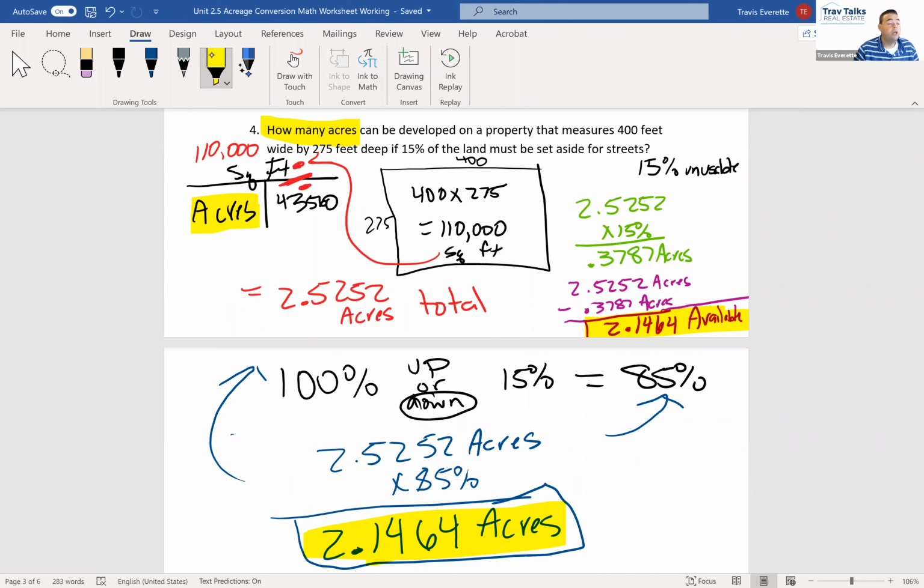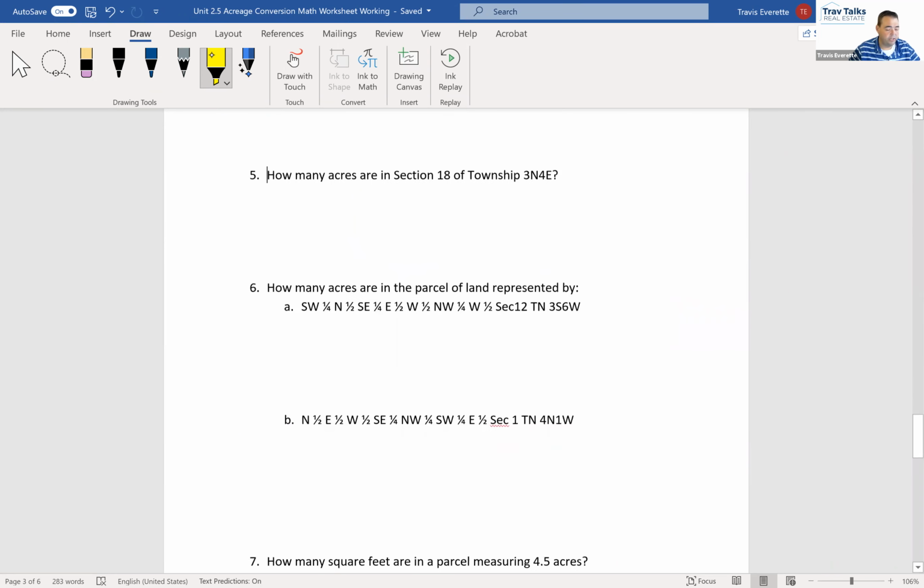But either way, you need to recognize that there's a total of 2.52 acres available. We're not using all of that, though. So once we take away the 15%, that leaves us with 2.1464. Make sure you go back and review this question several times and get your brain in the right place about removing that acreage. Okay, so let's take a look at number five.